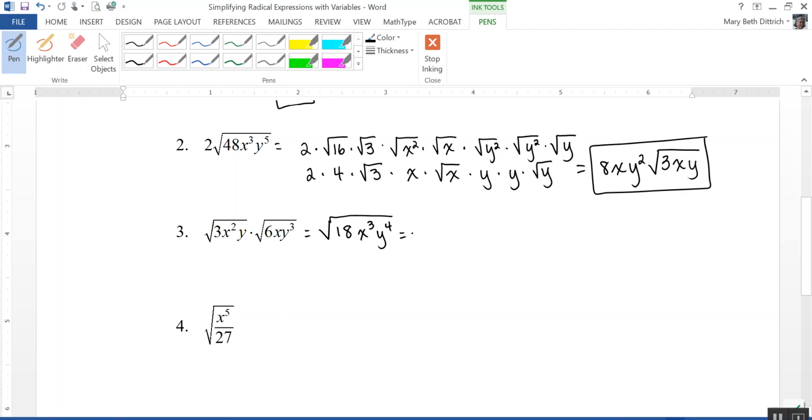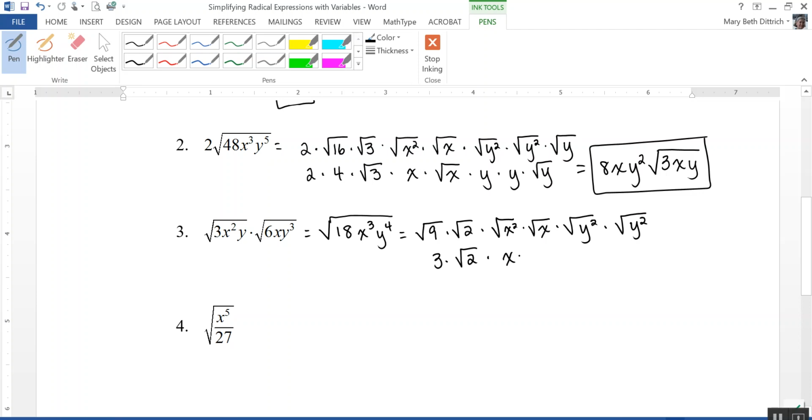The square root of 18 is the square root of 9 times the square root of 2. And remember, I'm looking for perfect square factors. The square root of x cubed is the square root of x squared times the square root of x. And the square root of y to the 4th is the square root of y squared times the square root of y squared. Square root of 9 is 3. Square root of 2 can't be simplified.